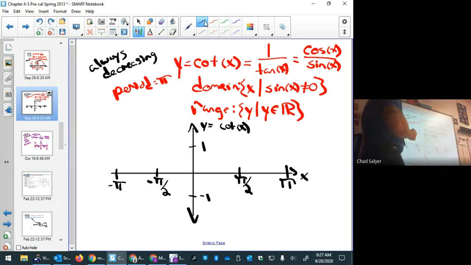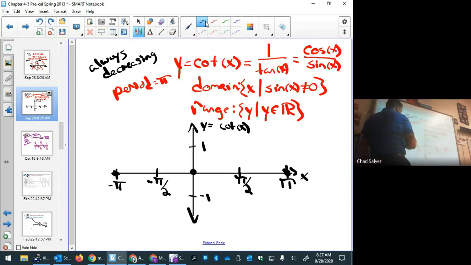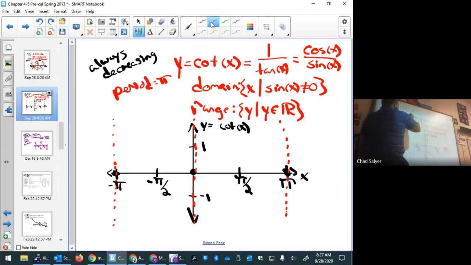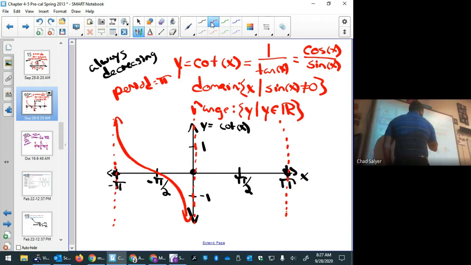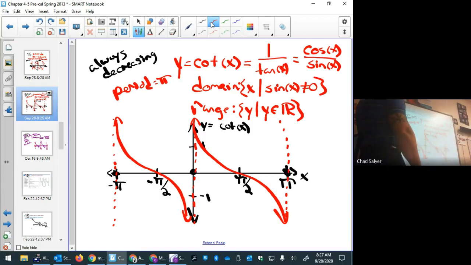To find our zeros for the sine function, remember the origin is 1, and then every pi units in either direction. So we have a vertical asymptote for our cotangent here, a vertical asymptote here, vertical asymptote here. Now, always decreasing, so the same kind of funky shape as the tangent, but always going downward instead of upward.